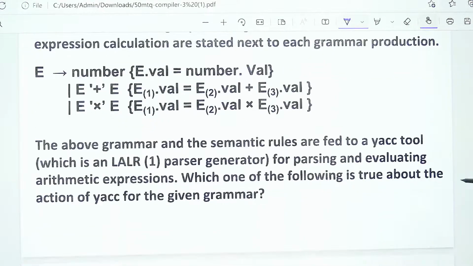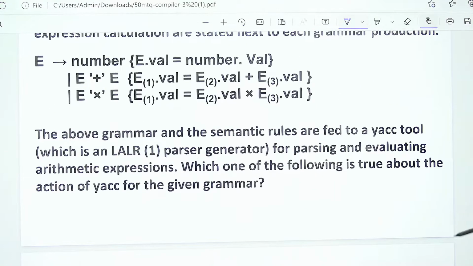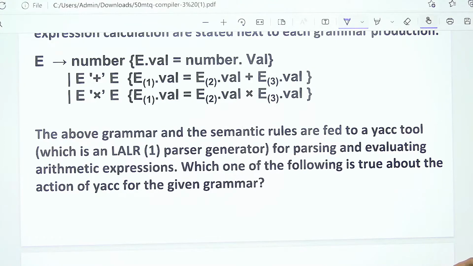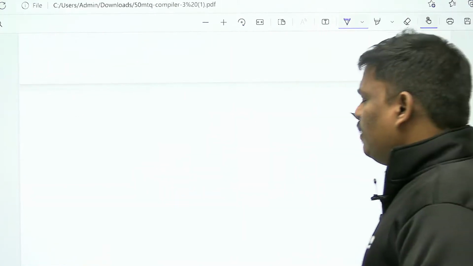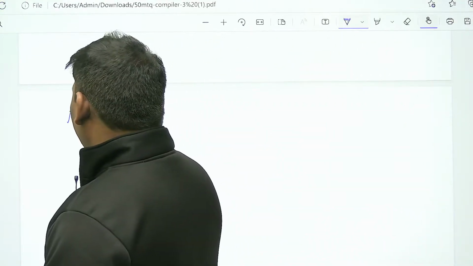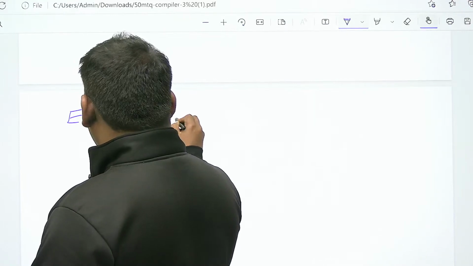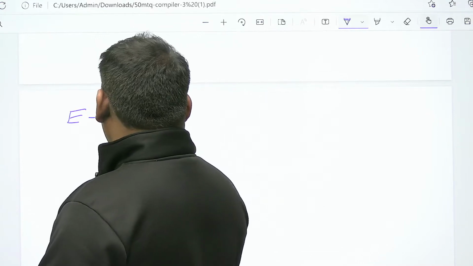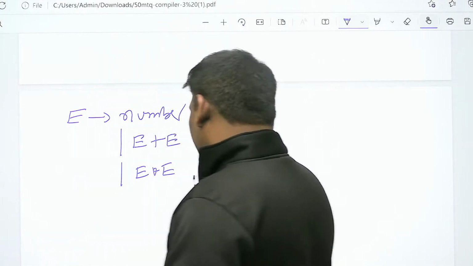So the problem with this SDT is going to be... see the SDT, once again I'm reading. E goes to num, E goes to E plus E, E goes to E star E. This is the given one. So the problem with this SDT is, E goes to num, or E goes to E plus E, or E goes to E star E.